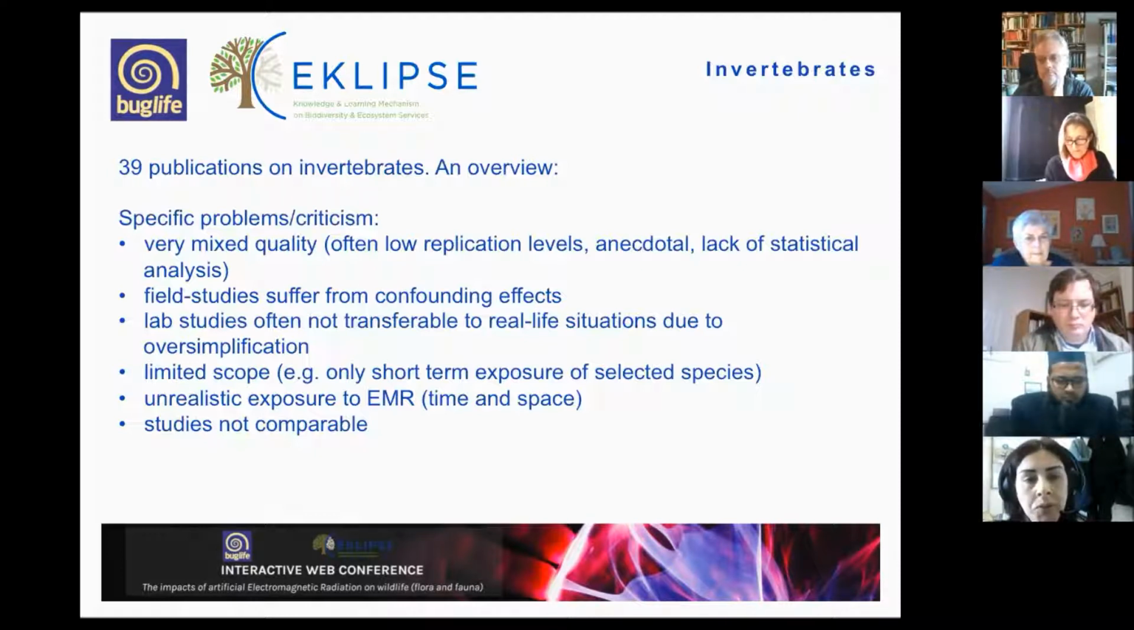And sometimes the exposure to EMR was very unrealistic in terms of time and space. So very short-term, and also very strong EMR in some cases. For example, several studies placed mobile phone handsets in or near the insects or invertebrates, or had DECT phones very close, like in beehives. And this is a type of exposure which is highly unrealistic in real-life situations.